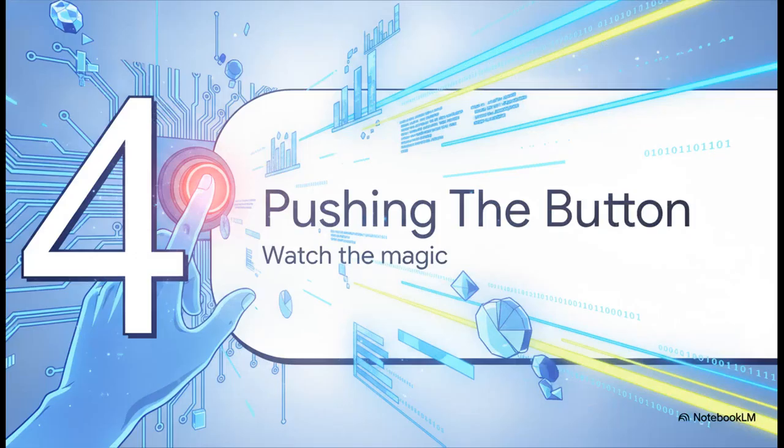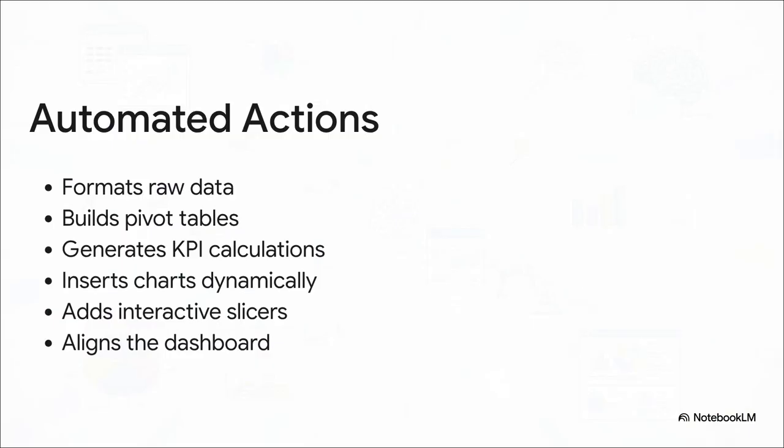Section 4. Pushing the button. All right, this is where all that background setup really pays off. You click the button, the VBA starts running live, and here is what happens in real-time speed. First, the code formats the raw data automatically. Then, it jumps to a new sheet to build pivot tables one by one. It generates all your KPI calculations instantly, inserts your charts dynamically, adds interactive slicers, and finally aligns the entire dashboard perfectly. You literally sit there and watch the spreadsheet build itself in seconds. It is wild to see.